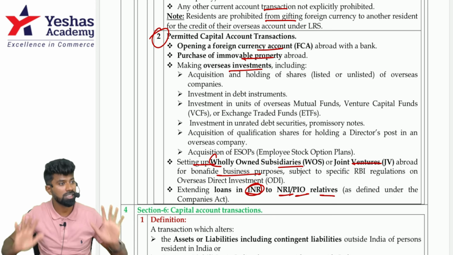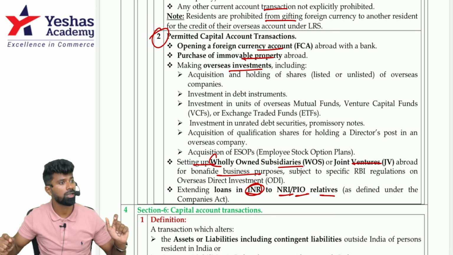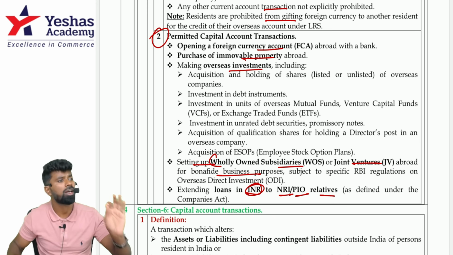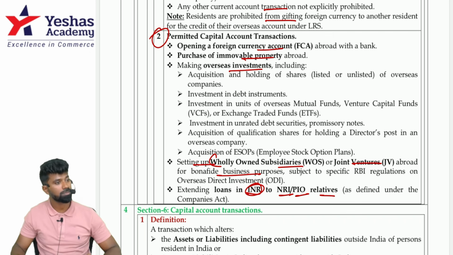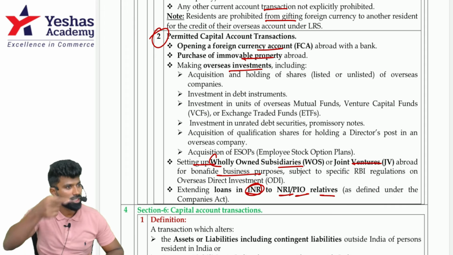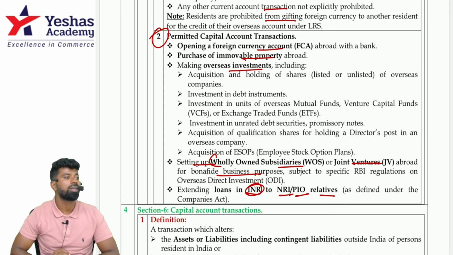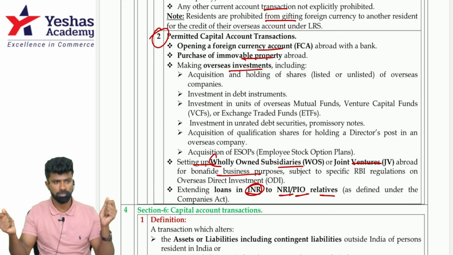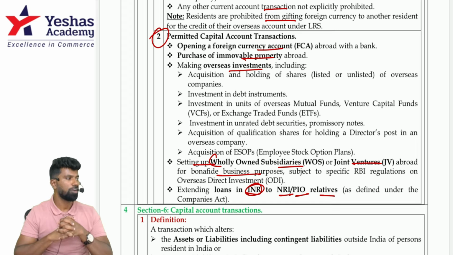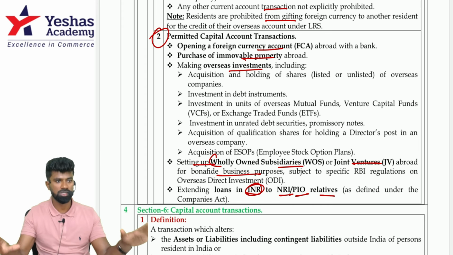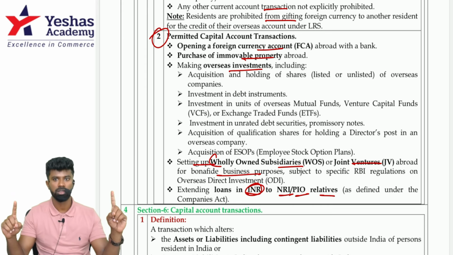So till now we discussed section number 5. Section number what? Which deals with what transaction? Current account transaction. Then section number 6 deals with what transaction? Capital account transaction. Now I want everyone to repeat with me whatever the topics we discussed till now. What is the first topic we discussed?